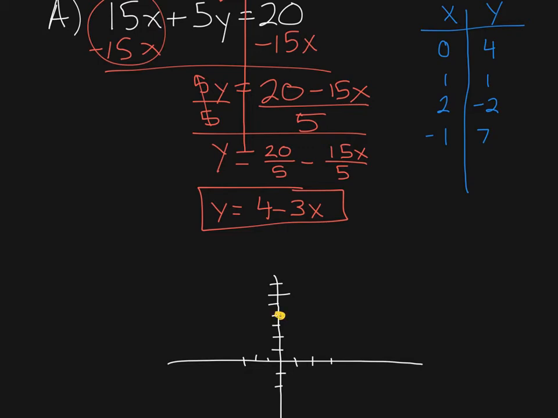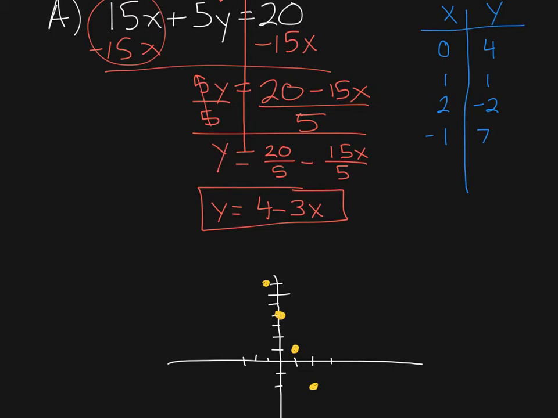Y is 4. And then I have 1, 1. X is 1, Y is 1. 2, negative 2. So we go to the right 2, down 2. And then we have negative 1, 7. So we go left 1 and up 7, which is going to be right about there. And I have my function.